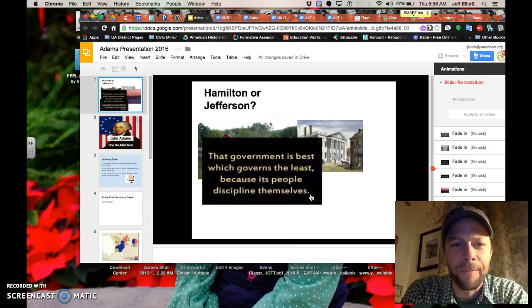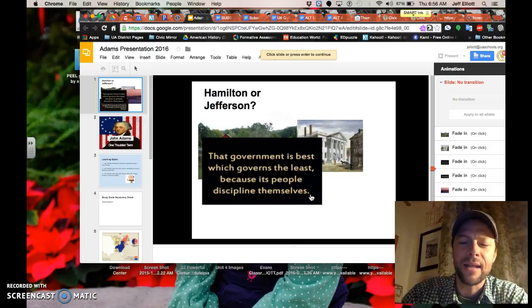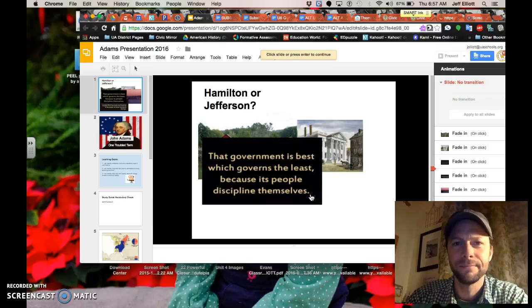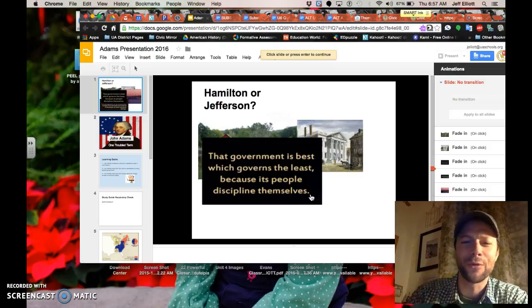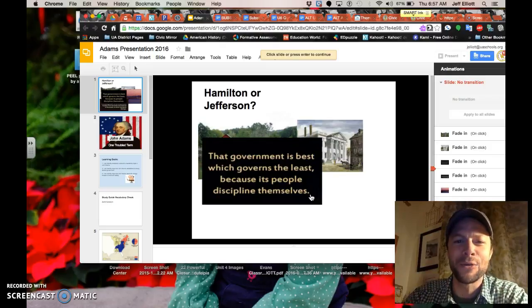What about this quote here? The government is best which governs the least because the people discipline themselves. Small government is best so people can discipline themselves. Does that sound like something that Alexander Hamilton would say or Thomas Jefferson would say? You should be holding up two fingers right now because Thomas Jefferson believed in small government so that people could have maximum individual freedom.